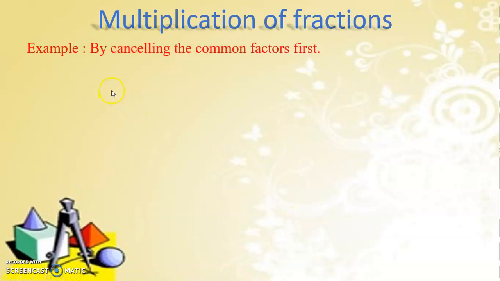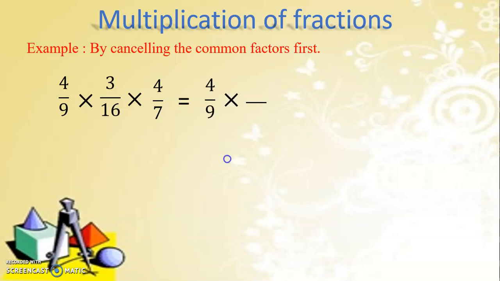We call it canceling the common factor first. So, 4 over 9 times 3 over 16 times 4 over 7 is equal to. I will write it again. After that, we will do the canceling of common factors. Like what I said, when you do it, it should be diagonal. So I will start with this part.